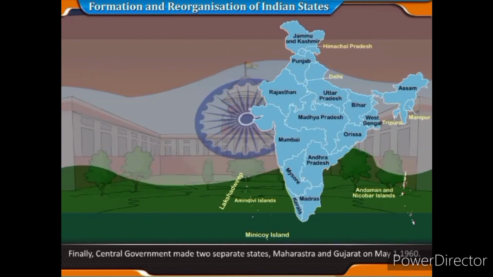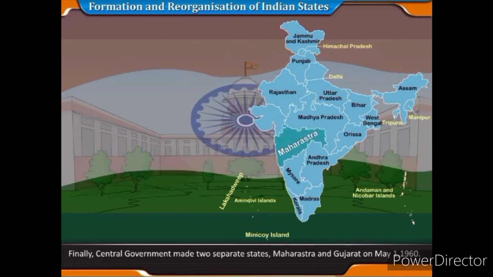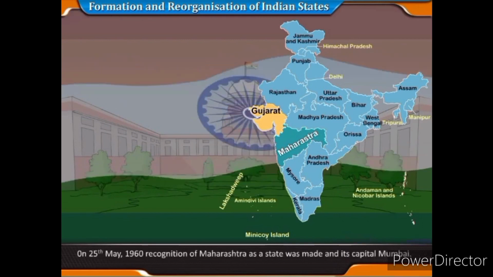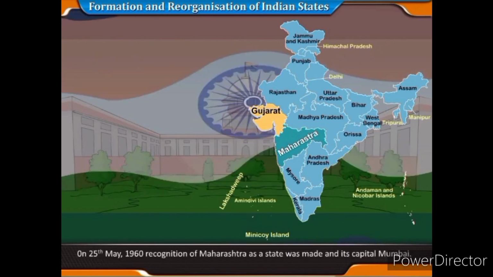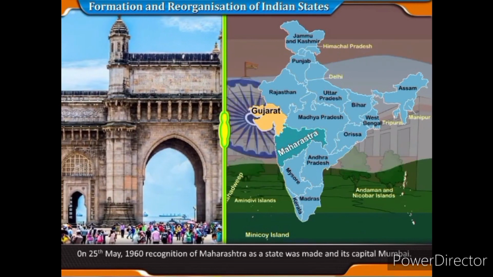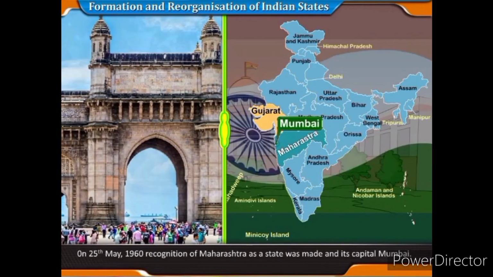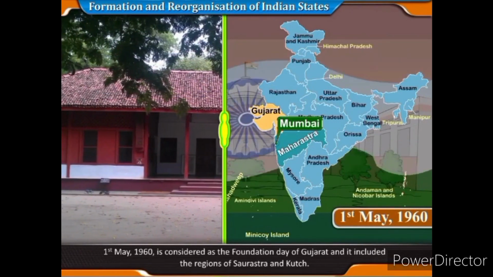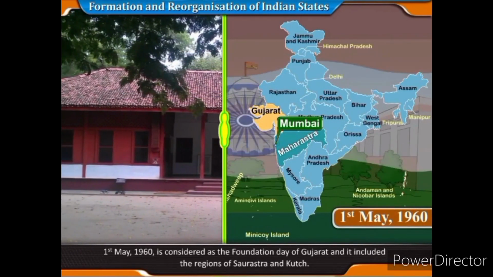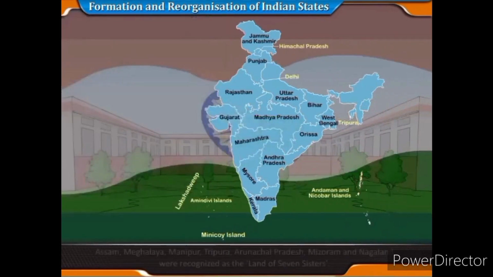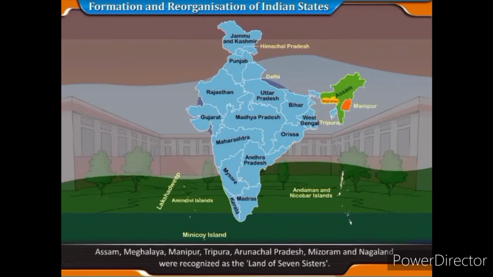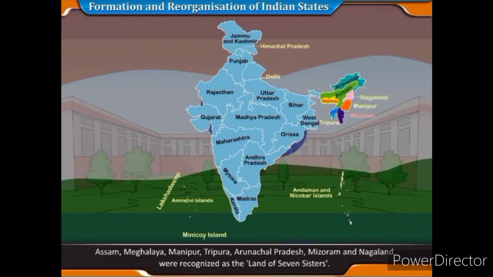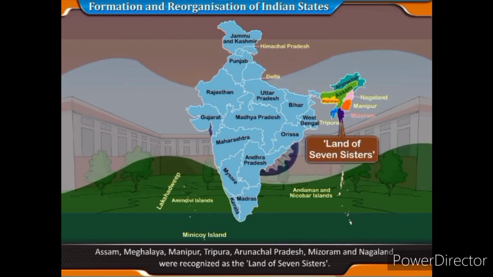Finally, central government made 2 separate states, Maharashtra and Gujarat, on May 1, 1960. On 25th May 1960, recognition of Maharashtra as a state was made and its capital Mumbai. 1st May 1960 is considered as the foundation day of Gujarat, and it included the regions of Saurashtra and Kutch. Assam, Meghalaya, Manipur, Tripura, Arunachal Pradesh, Mizoram, and Nagaland were recognized as the land of 7 sisters.